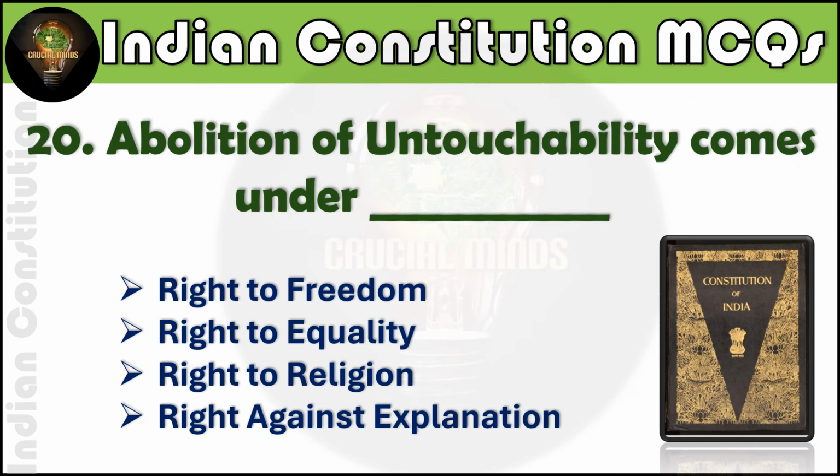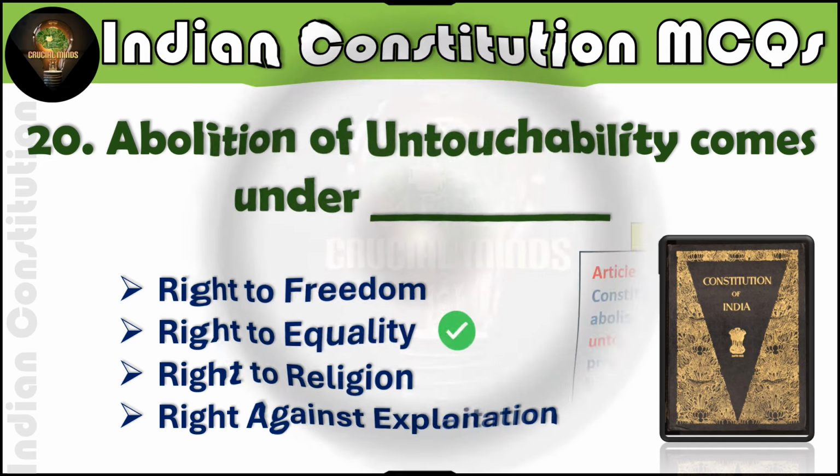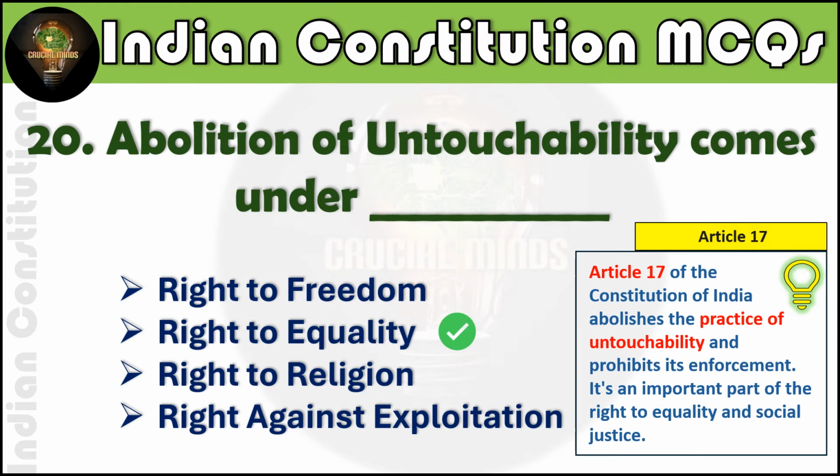Question number 20. Abolition of untouchability comes under right to equality. Explanation: Article 17 of the Constitution of India abolishes the practice of untouchability and prohibits its enforcement. It's an important part of the right to equality and social justice.